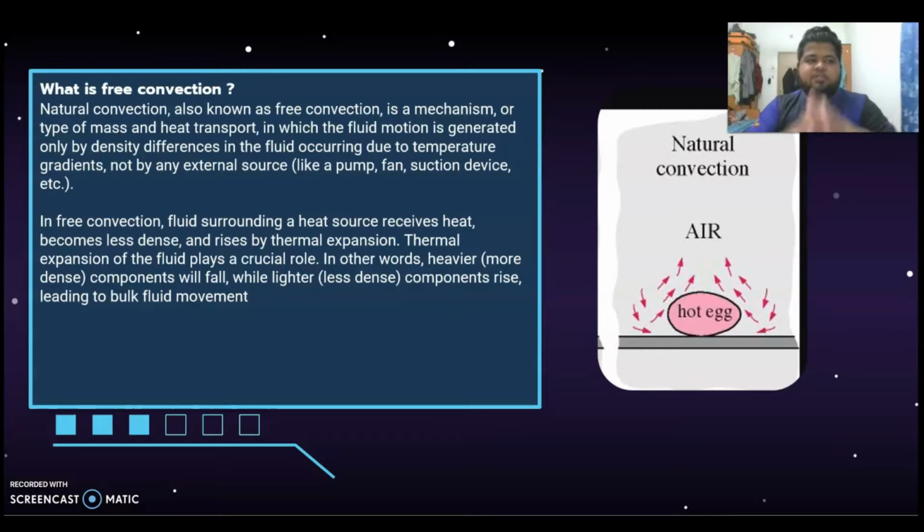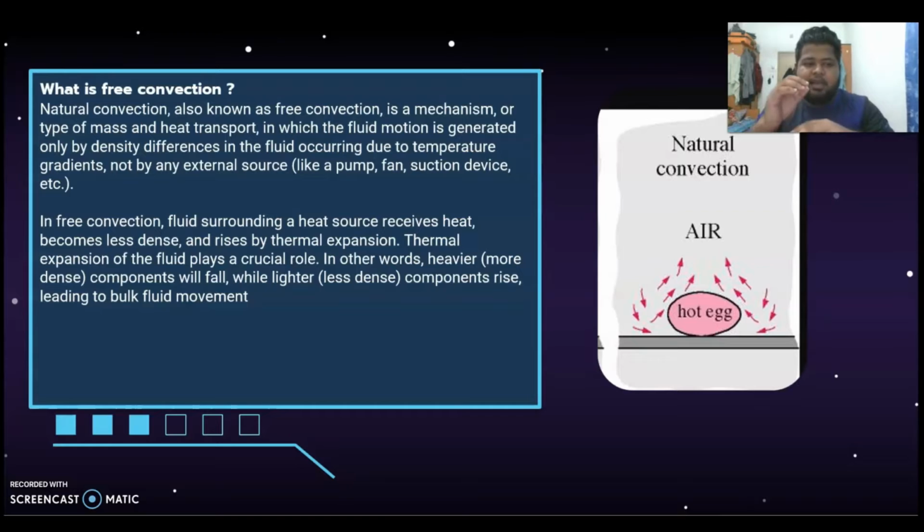What is free convection? Free convection occurs naturally, and is also known as natural convection. It's a mechanism or type of mass and heat transport in which the fluid motion is generated only by density difference in the fluid occurring due to temperature gradients, not by an external source like a pump, fan, or suction device. In free convection, fluid surrounding a heat source receives heat, becomes less dense and rises by thermal expansion. Thermal expansion of the fluid plays a crucial role.